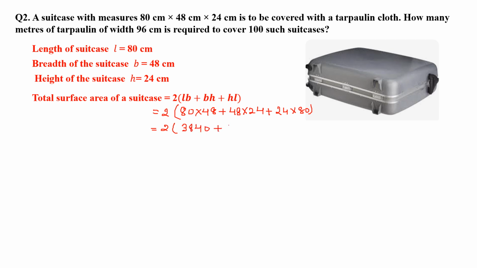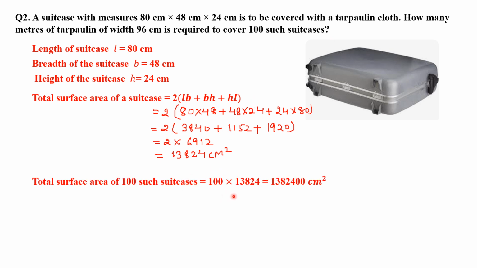Now multiply it, so it will give me 2 into 3840 plus 1152 plus 1920. And if you add everything, you will get 6912. So the final answer will be 13,824 centimeters square. So now this is the total surface area of one suitcase and you have to cover 100 suitcases. So how much cloth will be needed? So it will be 100 into 13,824. So this much centimeter square of cloth is needed to cover 100 such suitcases, right?